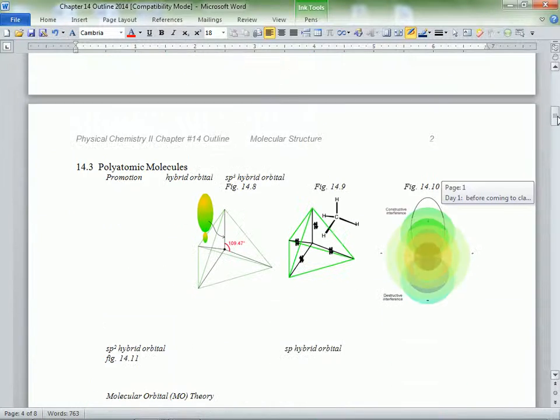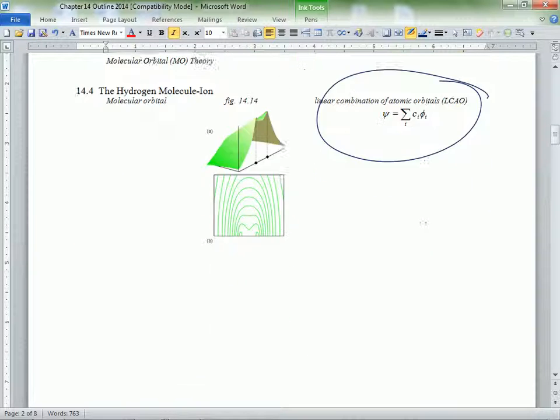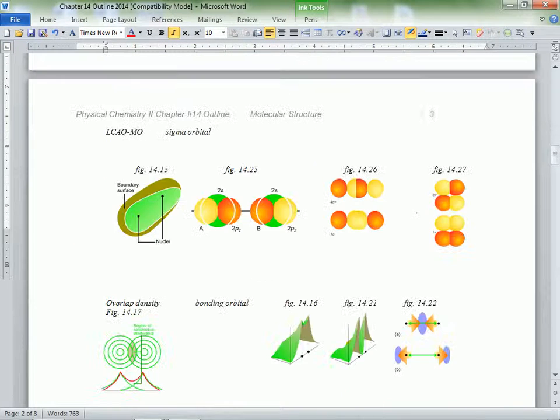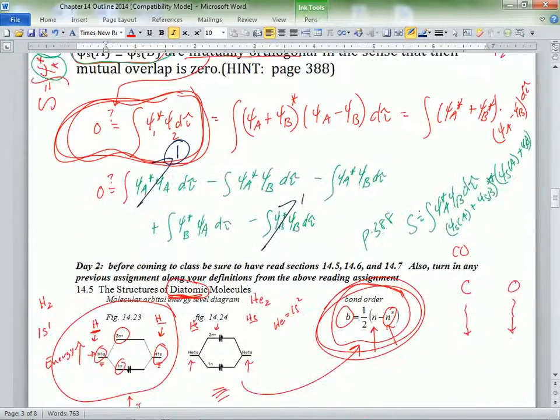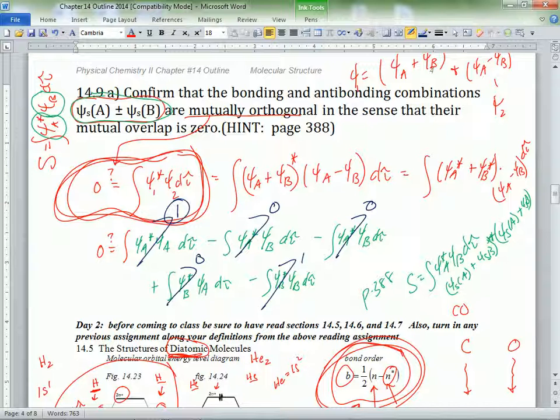Where did we talk about that? Here's kind of where we talked about it, but we didn't really see it. If I take A and B, they're different. Mutually orthogonal. It has to be 0. So plus 1 and minus 1. This one would be 0. This one would be 0. So what do we end up with? 1 minus 1, which is 0.